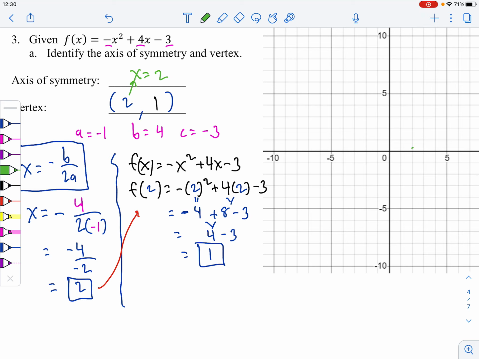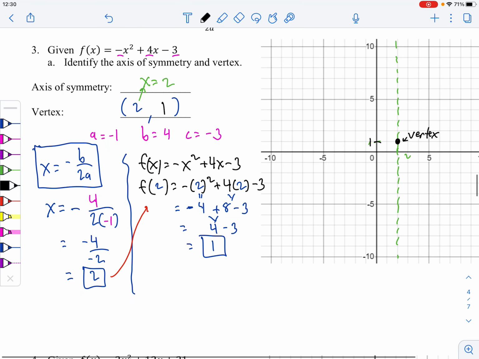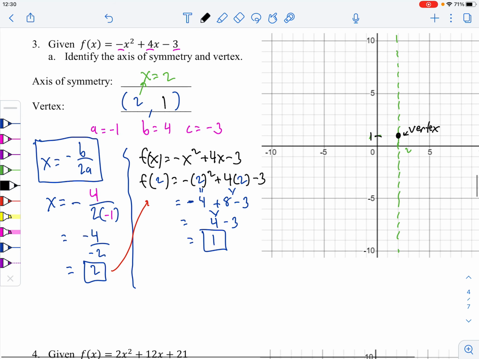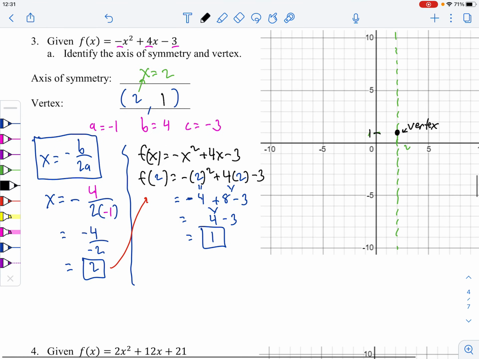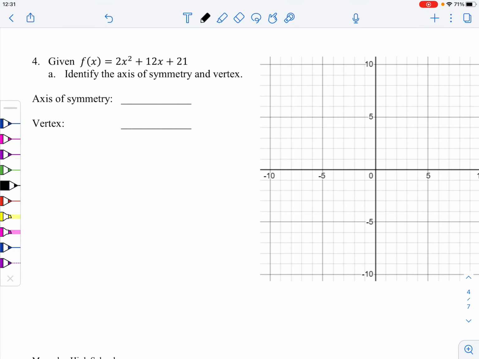So our axis of symmetry is at 2. Here's 2, draw our axis of symmetry. And then 2, 1. So here's 1. So 2, 1 is our vertex right there. Alright, so this is just the beginning of graphing a quadratic. Finding the vertex, that's the most important part. Where is that vertex?